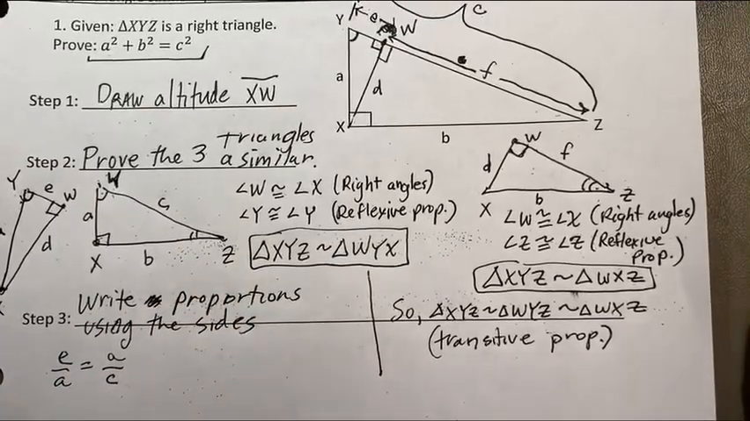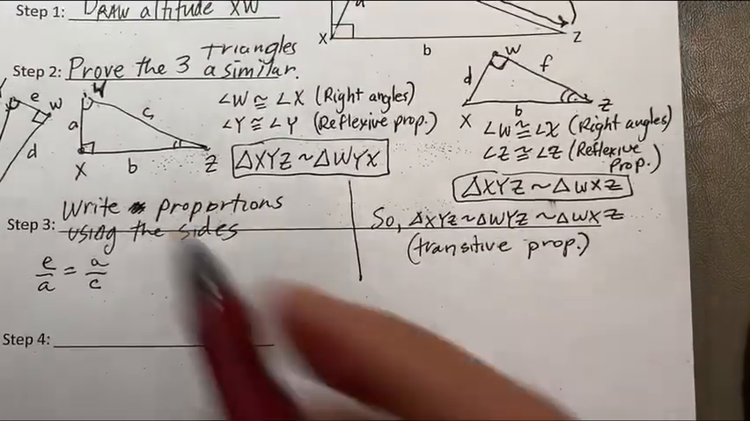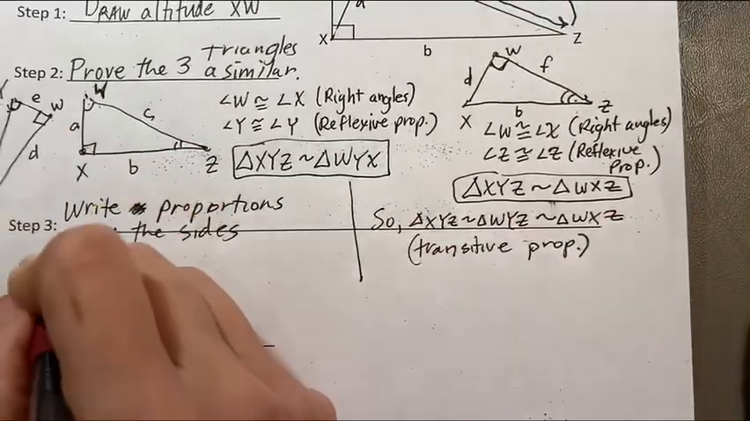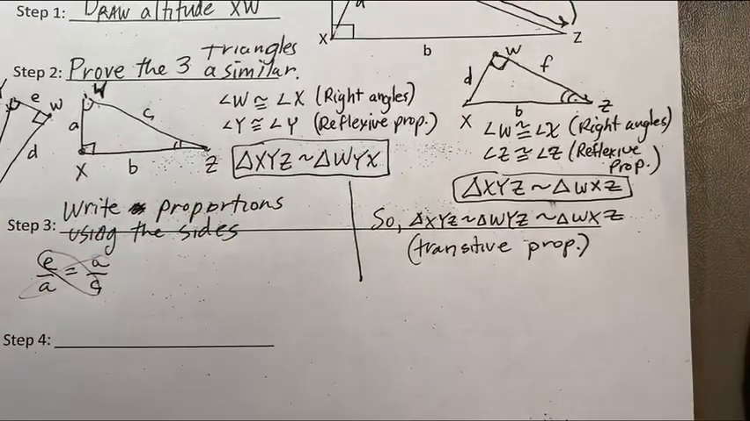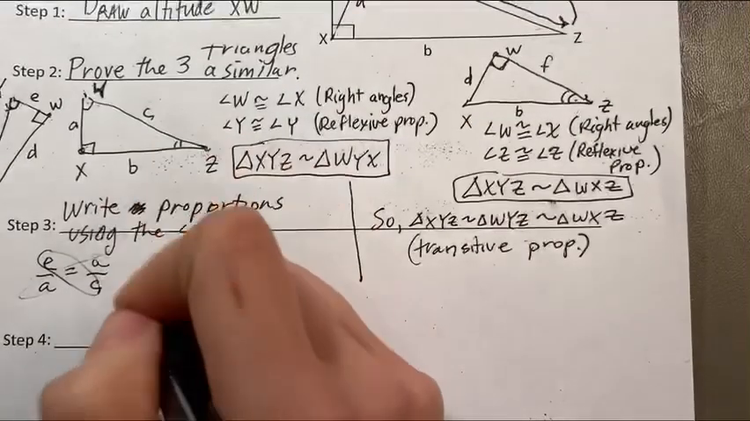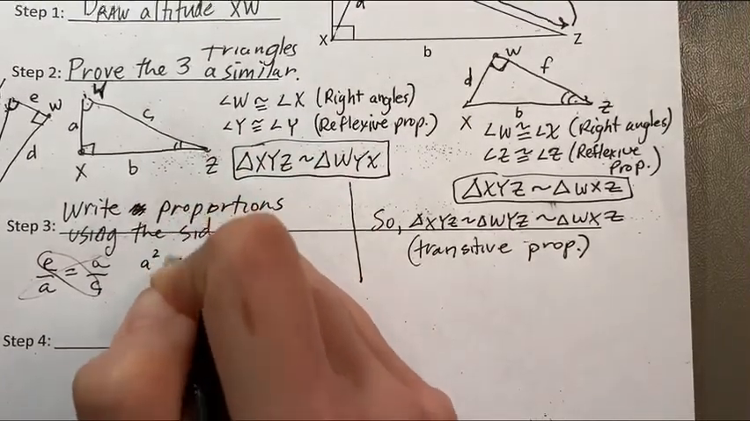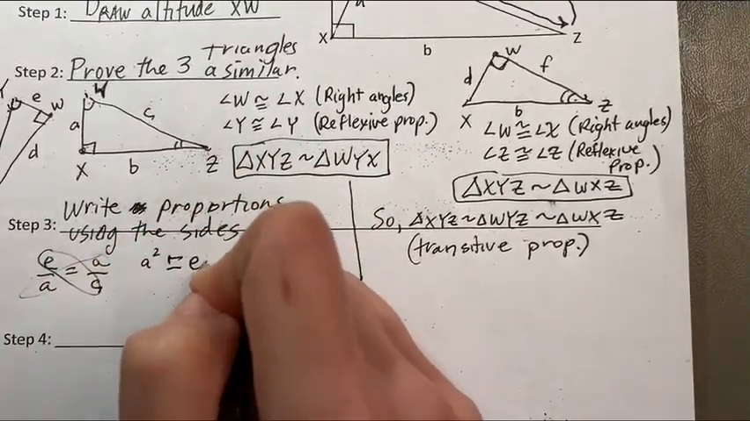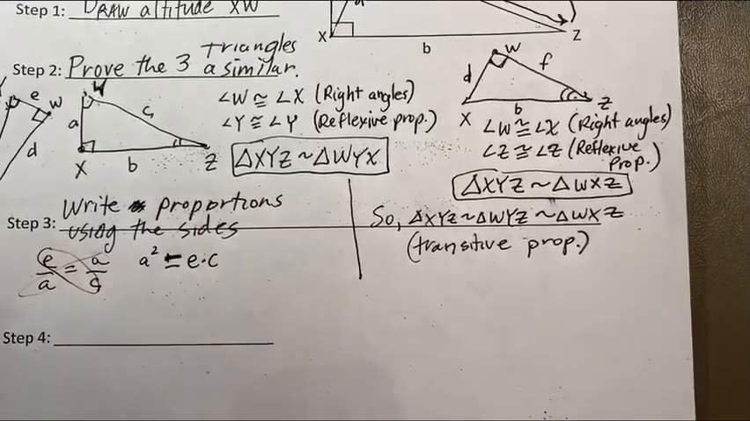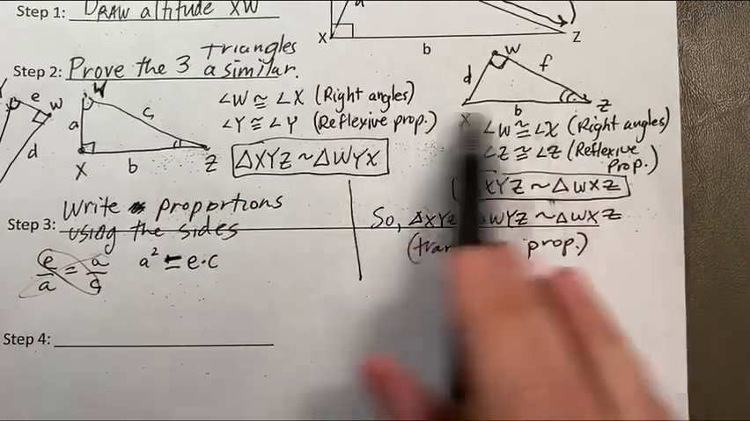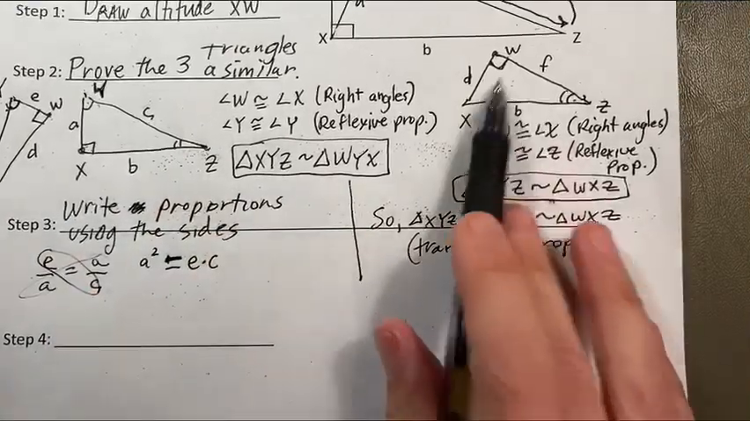Now notice, if we cross multiply, we actually get an equation that forms. We have A times A would be A squared, and E times C would just be E times C. Okay. Now, can I do that with the mom and the teen?